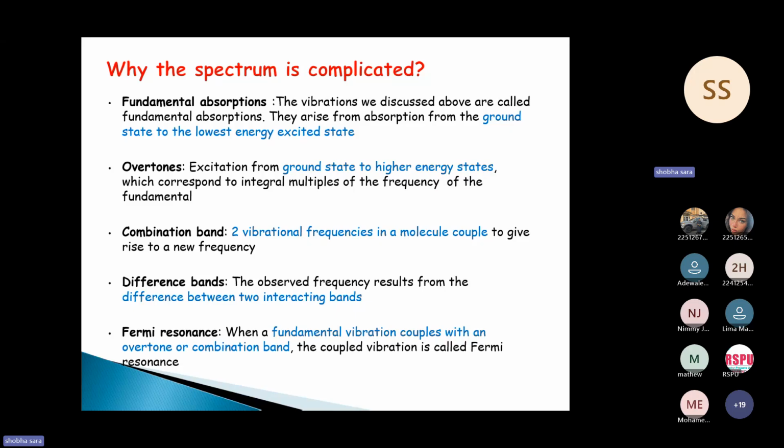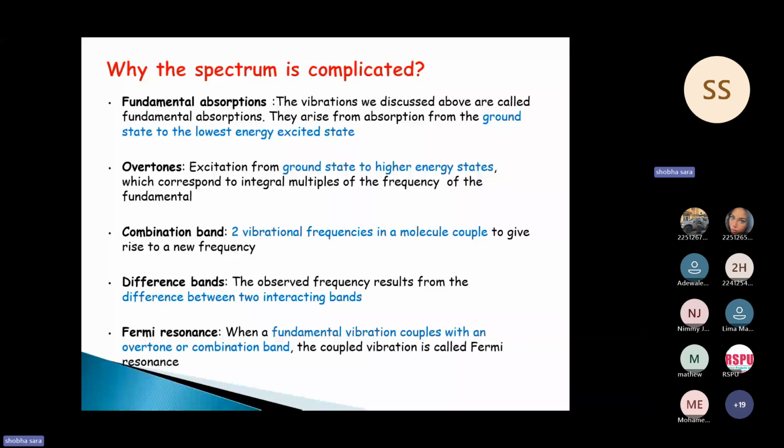The above discussed ones are fundamental absorptions that I told you, from the ground state to the lowest excited energy state, V0 to V1. But there are chances of overtones, excitation from the ground state to higher energy levels, which are multiples of the fundamental. Then there are combination bands. Two vibrational frequencies in a molecule sometimes couple to give rise to a new frequency. Then there are difference bands, which result from the difference between 2 interacting bands.